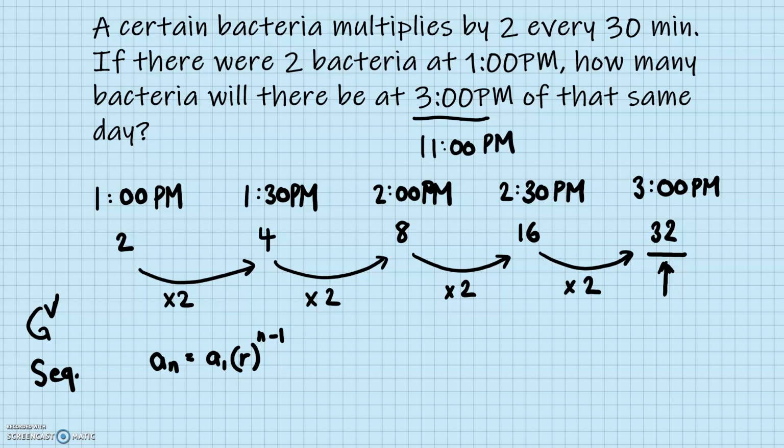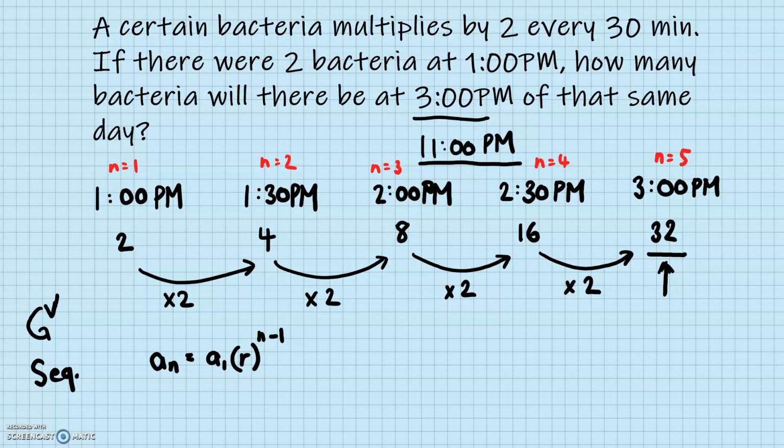Okay, if we want to find how many bacteria there will be at 11, we'll need to assign an n to this time. So this is going to be n equals 1, n equals 2, n equals 3, n equals 4, n equals 5, right? And if we keep on going, how many intervals are there between 3 and 11?